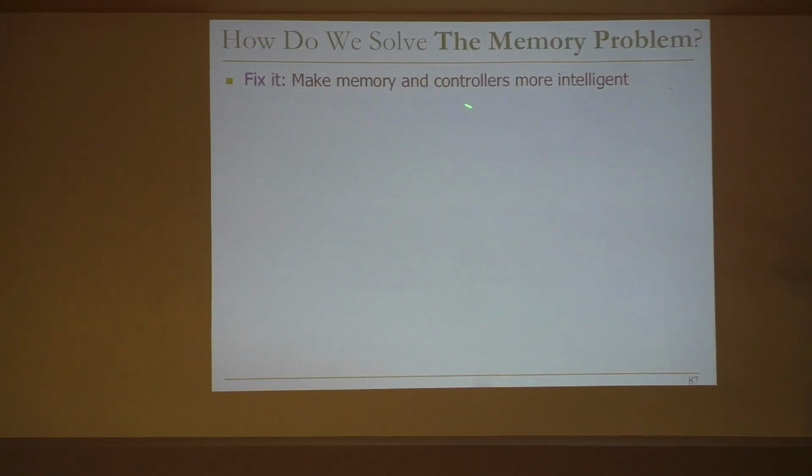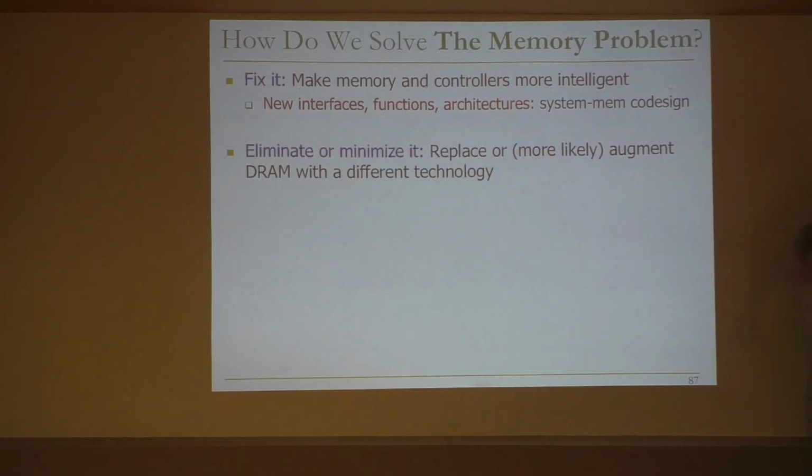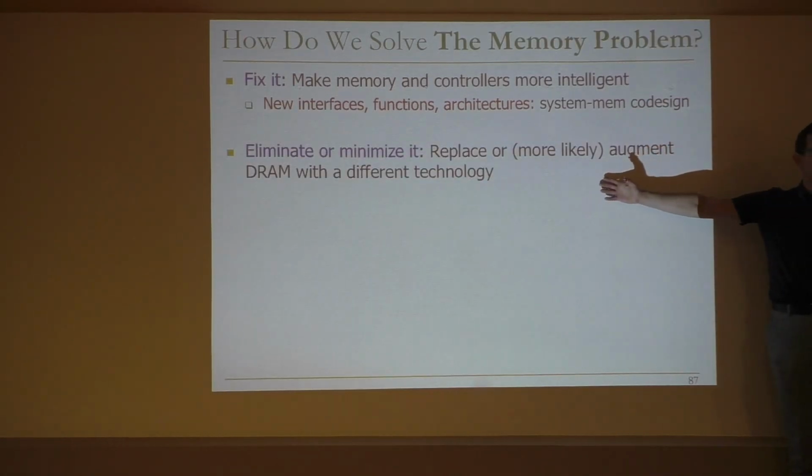First of all, fixing it is important. We want to make memory and controllers more intelligent, and this requires new interfaces, new functions, and new architectures. I call this system-memory co-design. You co-design the memory together with the system so that you overcome memory's problems. Even though memory is not scaling, the system is scaling in the end. That's the hope.